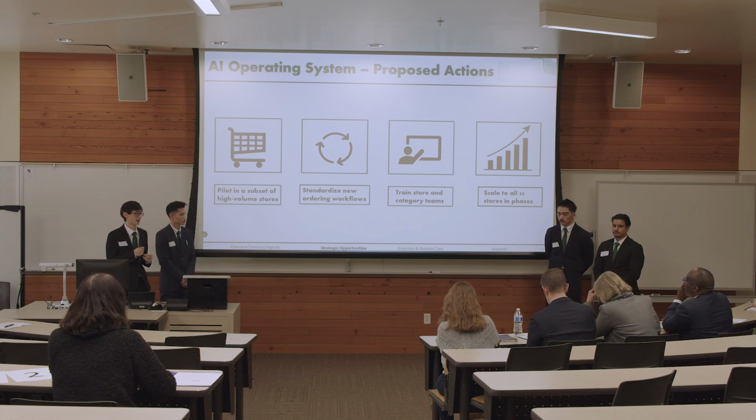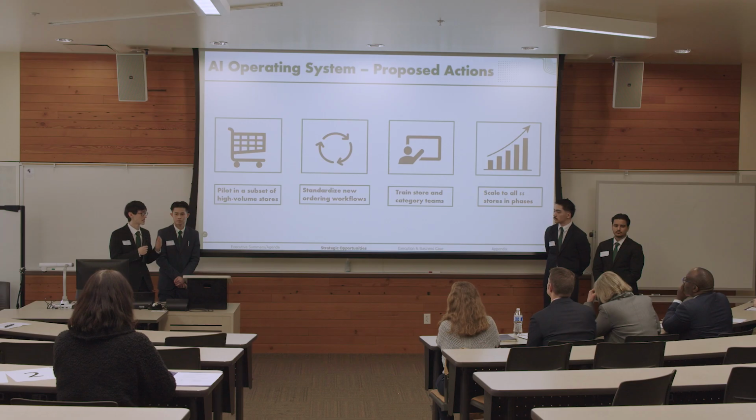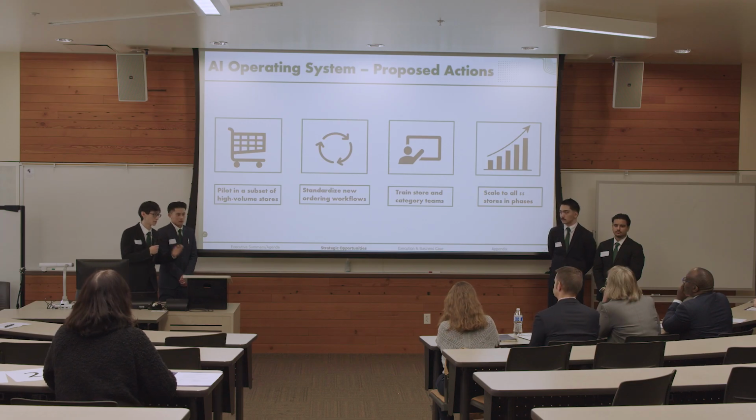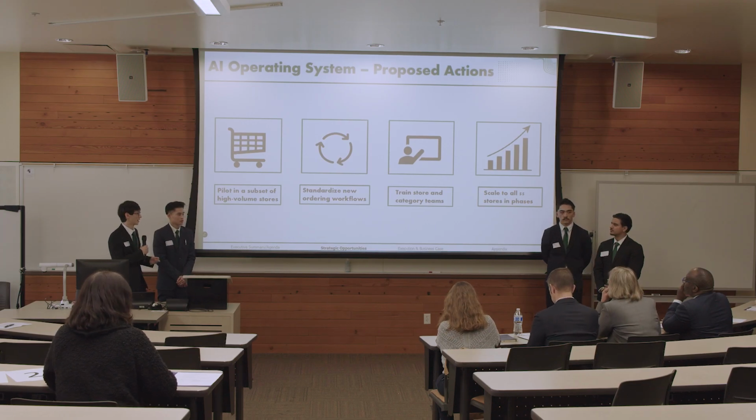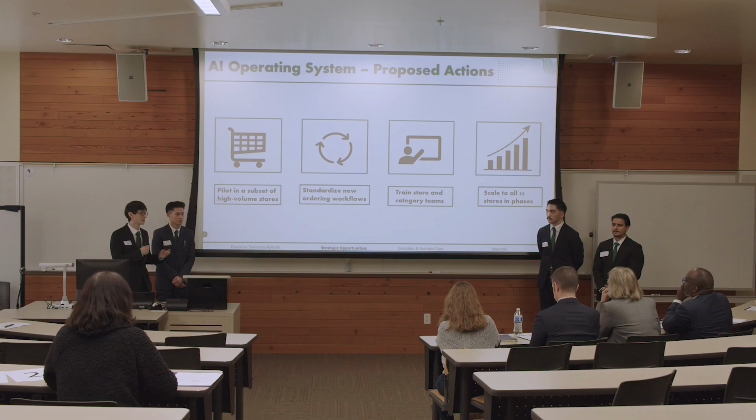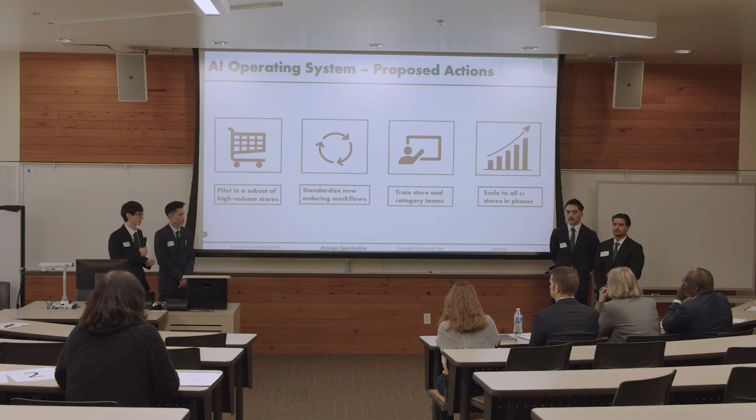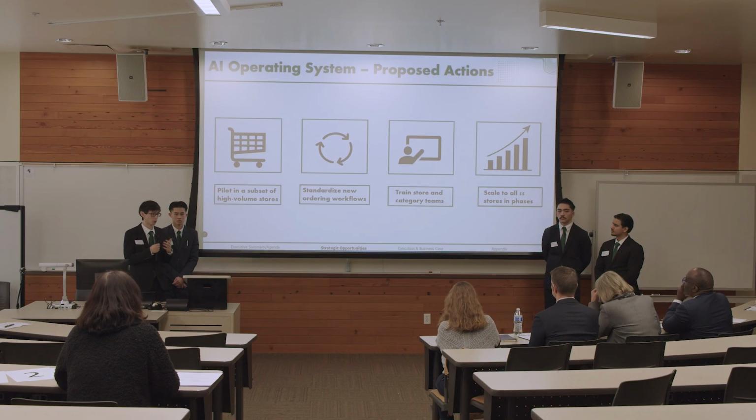We want to start this software in 3 to 5 high-volume stores spread across our different regions with different managers, different demand cycles. That way we can determine if any adjustments need to be made before rolling out to our full phase. The second is standardizing these new ordering workflows.